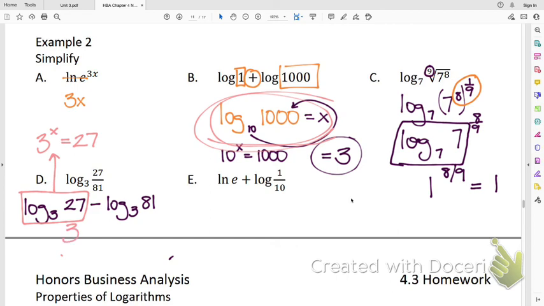Now let's do that with the second one. Same thing with the log base 3 of 81. I'm going to switch that into exponential form. That's going to say 3 to what power gives me 81? 4. So everything in that orange box turns into 4. What's the final thing that I do here? Subtract. So my final answer is -1.